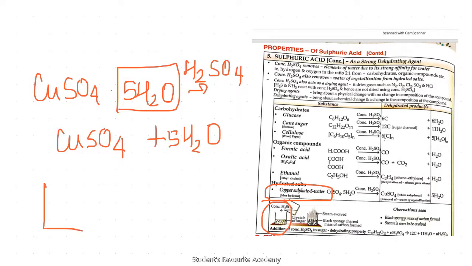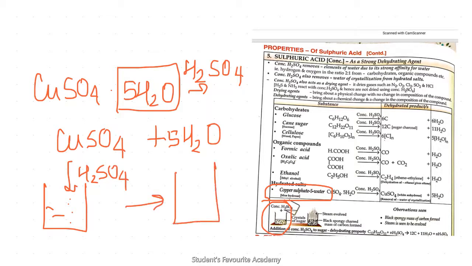Suppose in a beaker we are taking sugar, and if we are just pouring concentrated sulfuric acid, children, then what will happen? The entire water molecules which are there are going to dry up, and then we will be left with a black mass of carbon. So this is an important concept, this you should know. And then the question that can be asked is, explain with example the dehydrating nature of concentrated sulfuric acid.